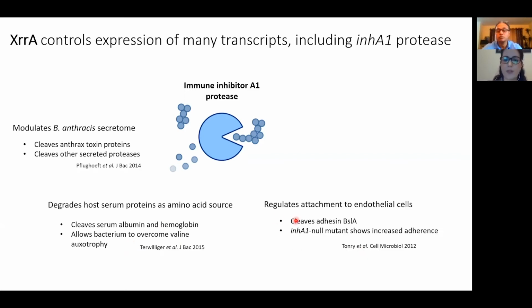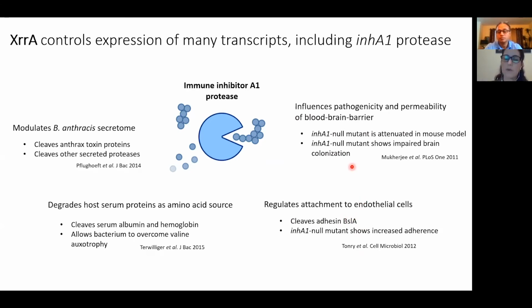Other groups have shown that INHA1 can help regulate attachment to endothelial cells, primarily by cleaving another Bacillus anthracis protein called BSLA. And other groups have shown that INHA1 may play a role in pathogenicity, primarily due to INHA1 mutants being attenuated in a mouse model, as well as being impaired in brain colonization, suggesting that this protein has some role in modulating permeability of the blood-brain barrier.